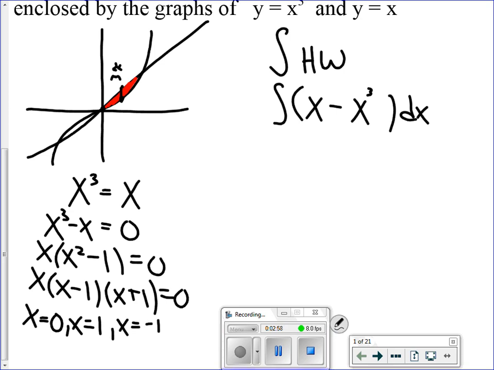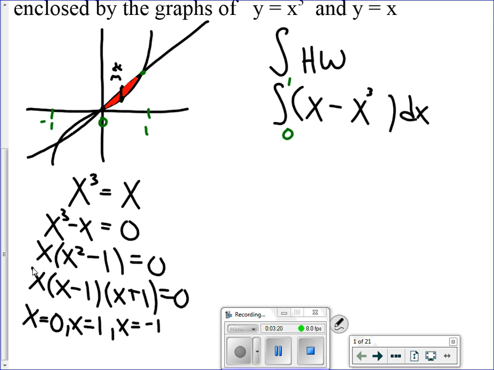So for our region, we're interested in using 0, and the x-coordinate of this point would be 1. The x-coordinate of this point would be negative 1, but we're not going to need that. So the limits of integration, we're going to add up these rectangles starting at x equals 0, going up to x equals 1. And that's it.